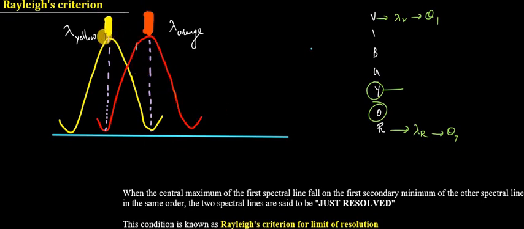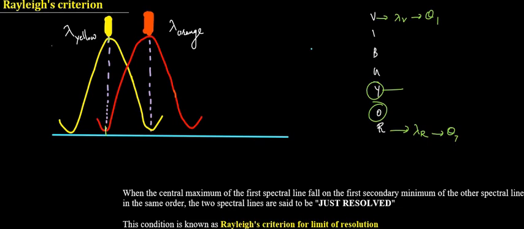In order to get these two spectral lines separately, the spectrum should be a well resolved spectrum. So what is the condition for that resolution? What is the condition for perfect spectral lines? When the central maximum of the first spectral line falls on the first secondary minimum, the central maximum of yellow falls on the first minimum of the orange. That is, when the central maximum of one spectral line falls on the first secondary minimum of the other spectral line of the same order.